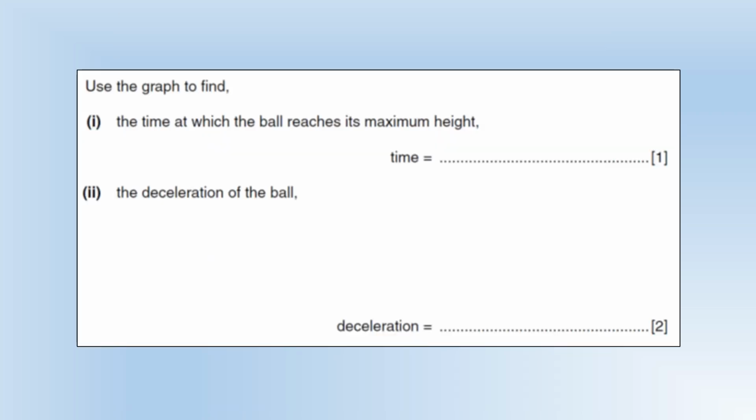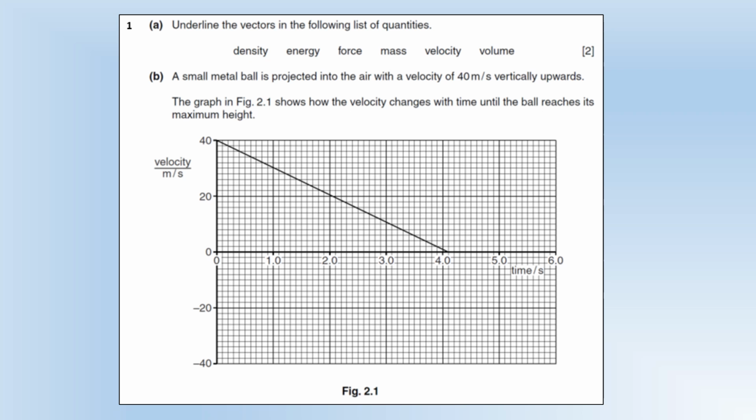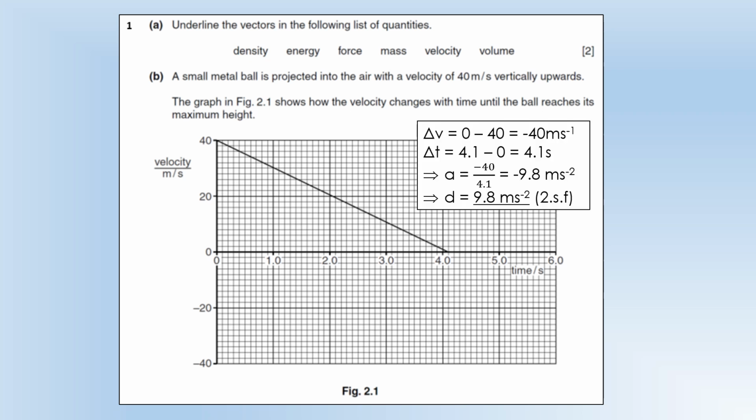Okay, so we want the deceleration of the ball. So deceleration is the gradient of this graph. So what I'm going to do is pick essentially 2 points. I'm going to use the whole line here. So the velocity change from 40 to 0 and the time that passes is 4.1 seconds. That gives us an acceleration of minus 9.8 meters per second squared, or a deceleration of 9.8 meters per second squared.